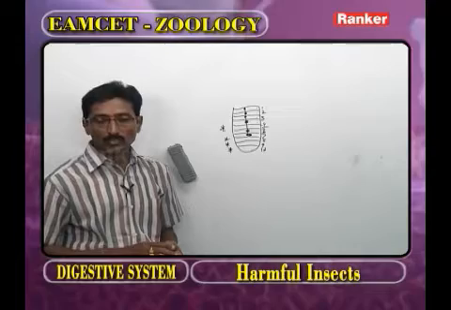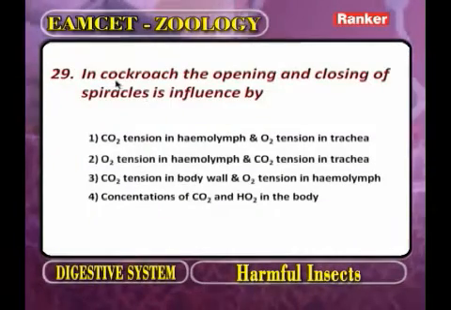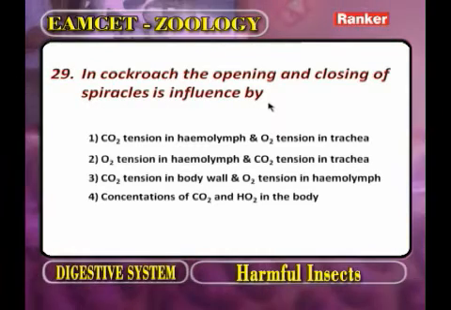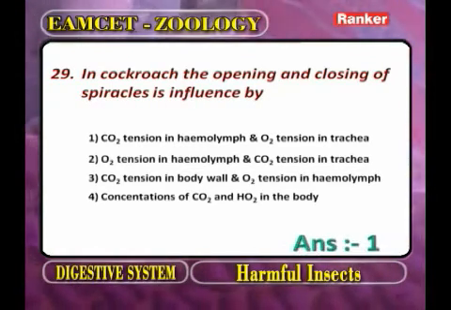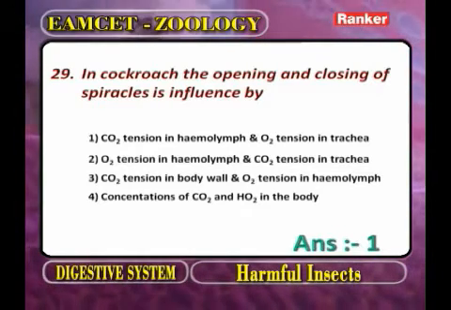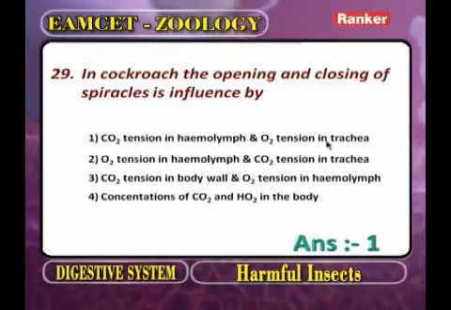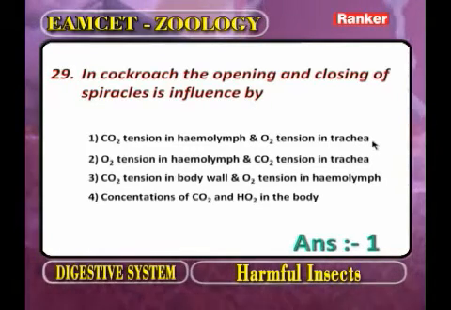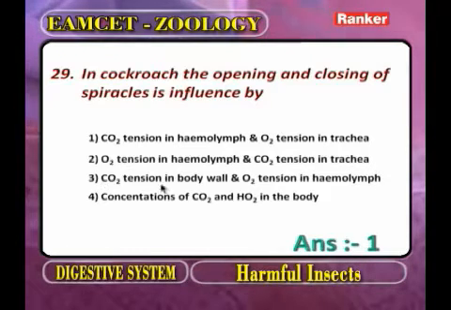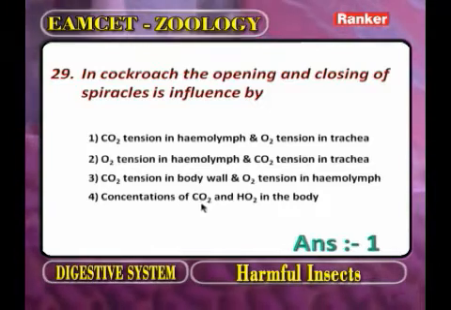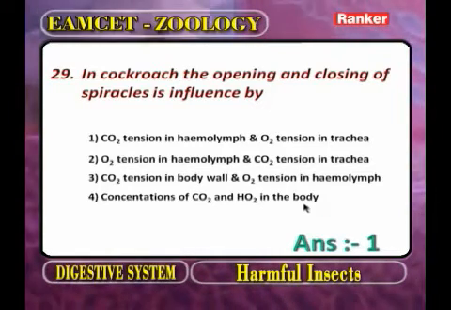Now go for the next question. In cockroach, the opening and closing of spiracles is influenced by. For this question, we have to explain two answers. In the given options: carbon dioxide tension in the hemolymph, oxygen tension in the trachea, oxygen tension in the hemolymph, carbon dioxide tension in the trachea, carbon dioxide tension in the body wall, and concentrations of carbon dioxide and oxygen in the body.